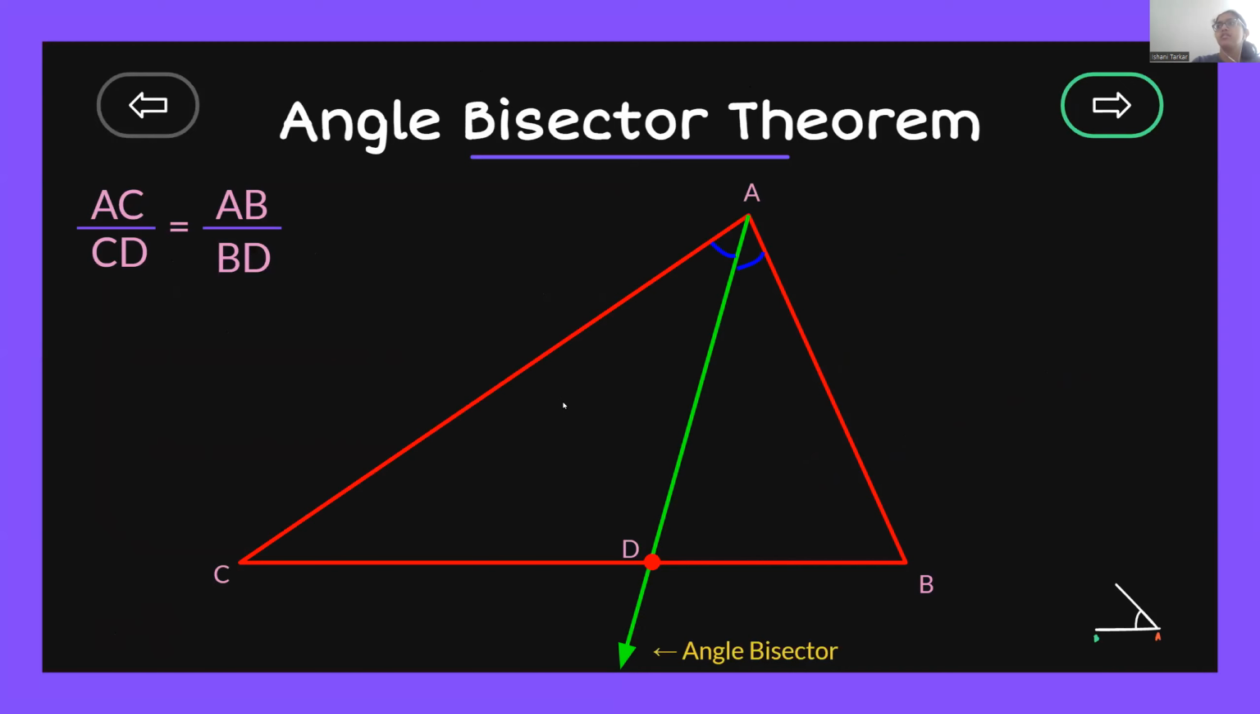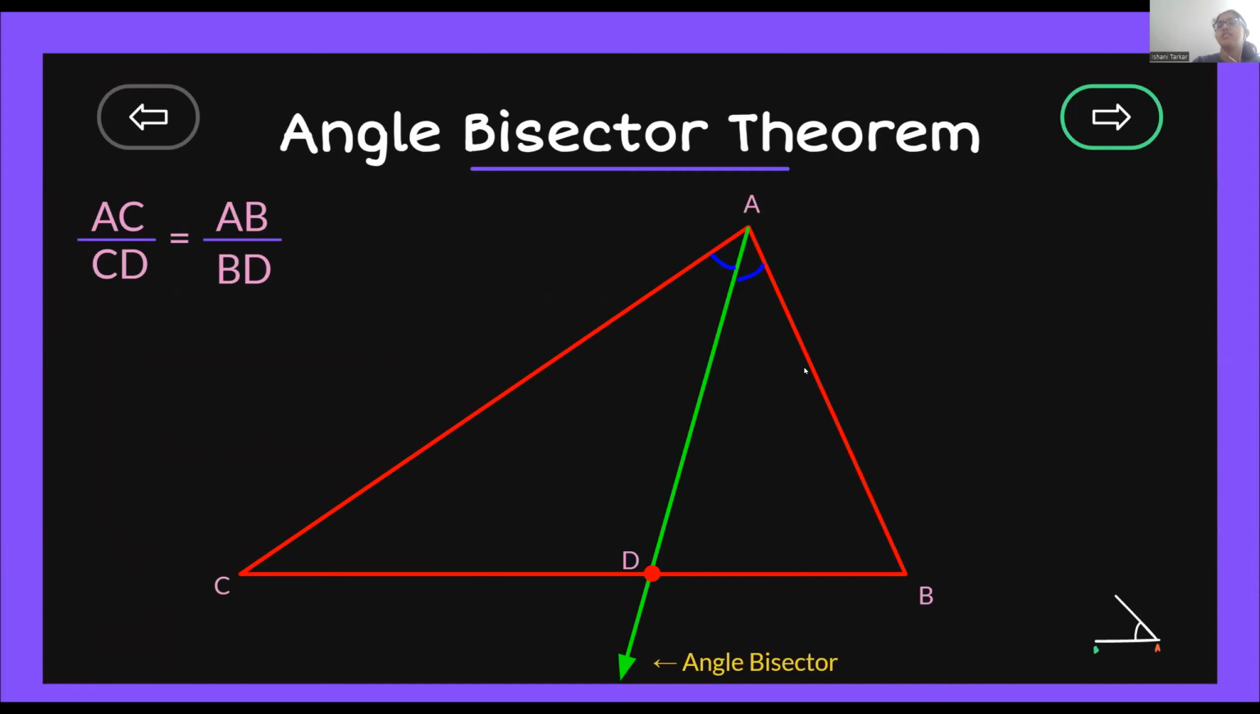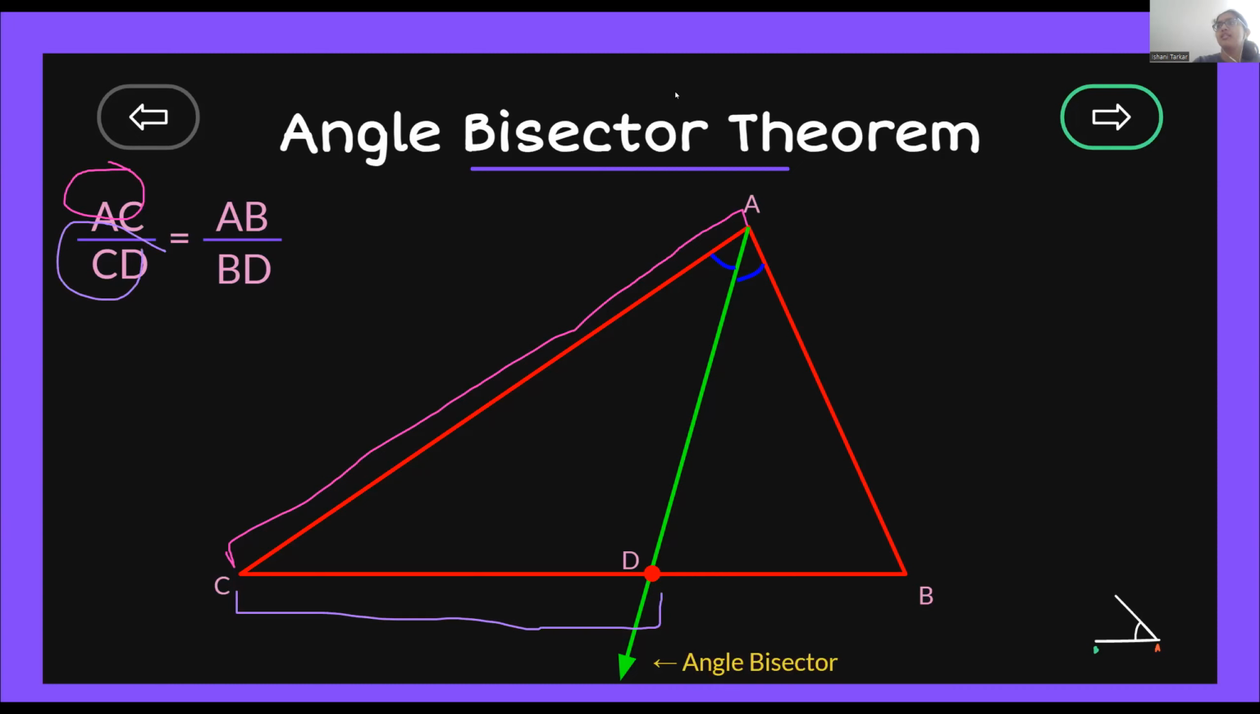Now that we know that an angle bisector divides an angle in half, the angle bisector theorem for triangles states that AC divided by CD is equal to AB over BD. That means the length of AC, this thing, divided by the length of CD, this thing, is equal to the length of AB, this, divided by BD. If you think about it, the numerators for both are the sides that are touching the vertex that the angle bisector is coming from, and the denominators do not touch that angle.